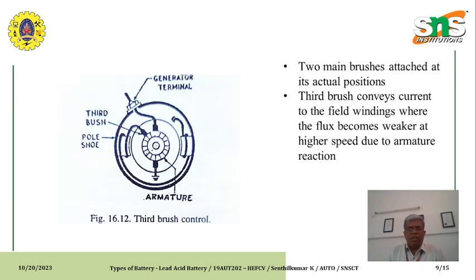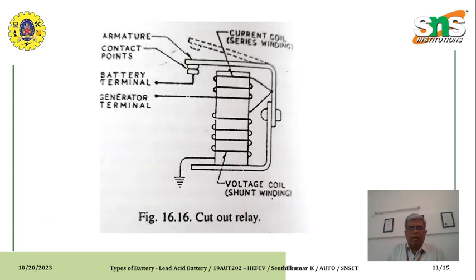And look at this cutoff relay. The cutoff relay is used to prevent higher voltage while the armature or generator produces more current. Look at this diagram. There are two kinds of winding. One is the current coil, that is a series winding. Another one is the voltage coil, that is called the shunt winding.